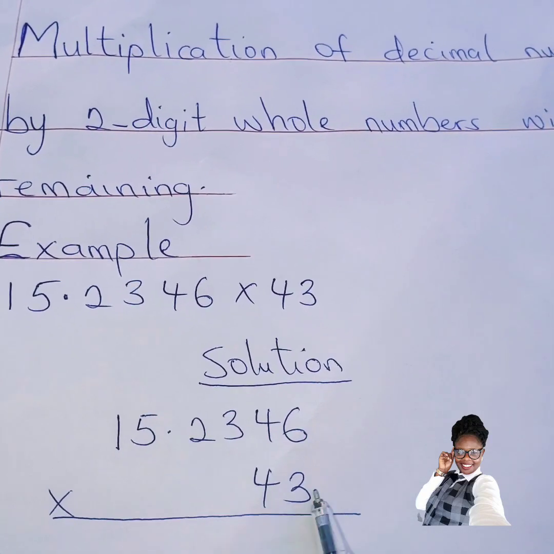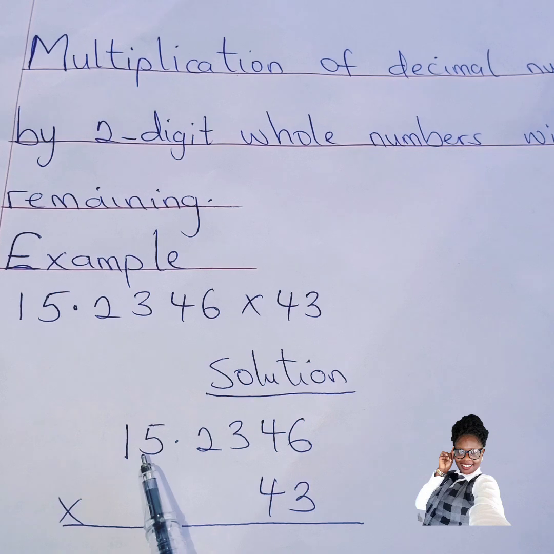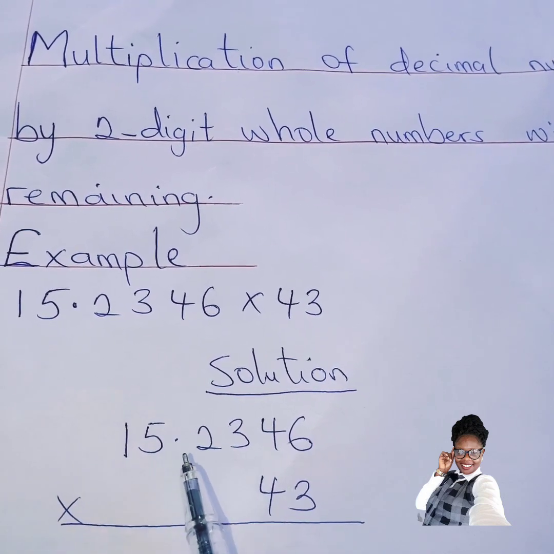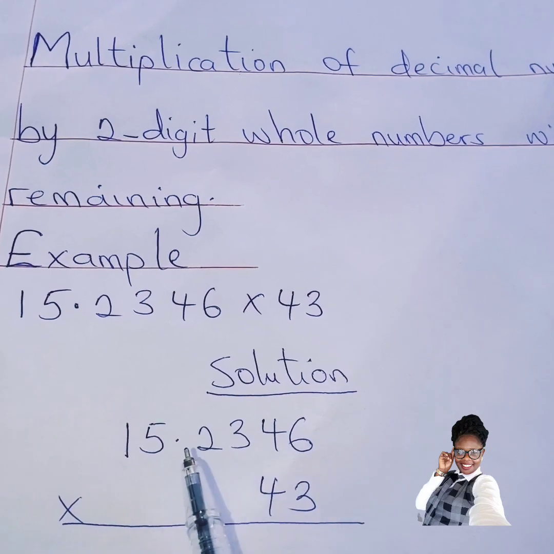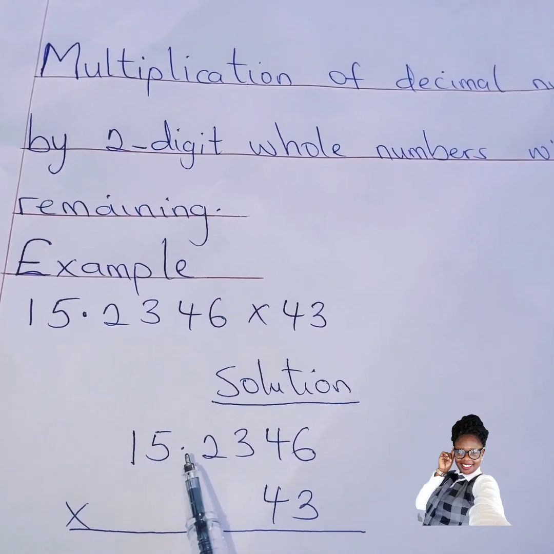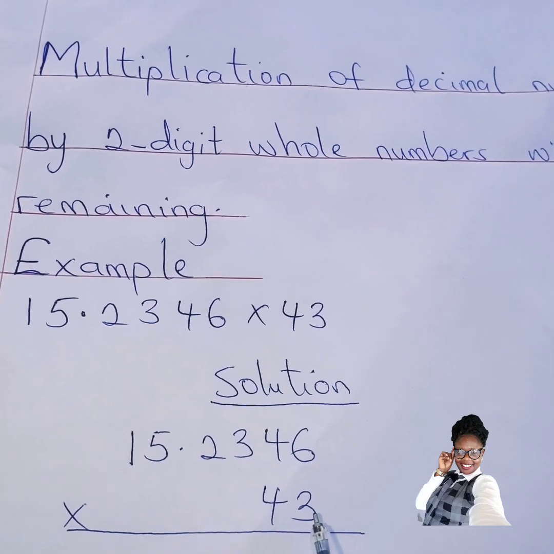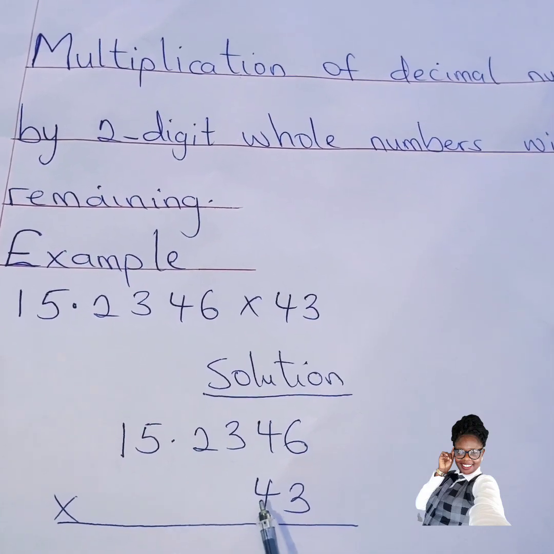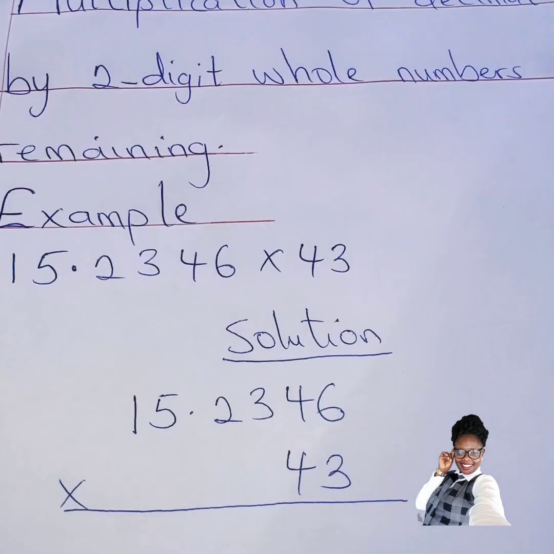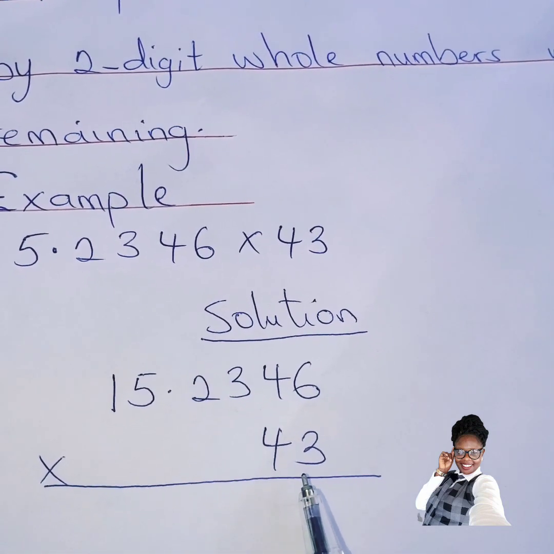15.2346 times 43. 15 here is a whole number because it does not begin with a decimal point. Why is 0.2346 a decimal number? Because it begins with a decimal point. And here the 43 is a whole number. It does not begin with a decimal point.